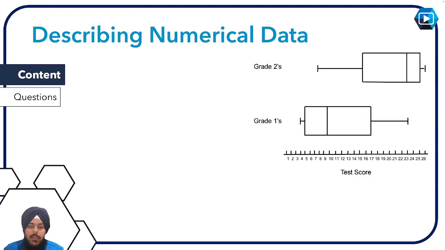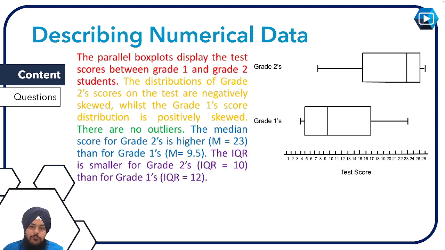Okay, so now we'll look at a quick example. Here we have a sample with two parallel box plots, and we have to compare the distributions of these two data plots. First step, you would just need to describe what the data represents. The parallel box plots display the test scores between grade 1 and grade 2 students. Then we need to describe the shape of both of the box plots.